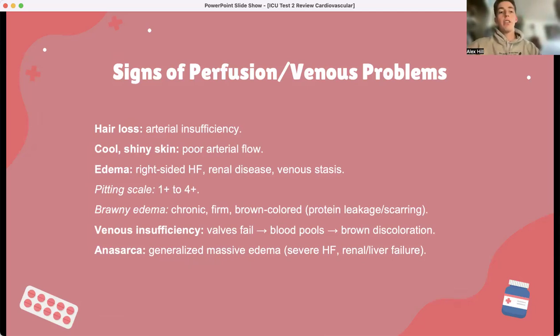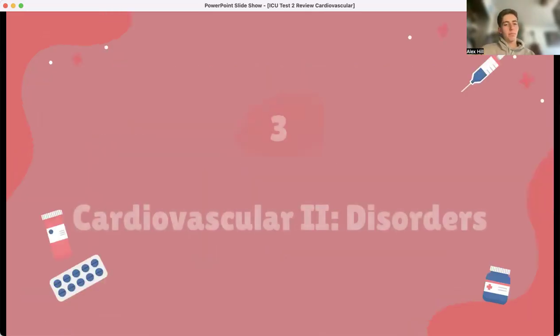And then with poor venous return, you'll get edema because the fluid is stuck there, it has nowhere to go. And eventually you'll have this brawny edema. Most of us have probably seen this with like elderly patients. It's just like these brown, scaly legs. And venous insufficiency is what causes the brawny edema. And then anasarca, right, is just this generalized edema.